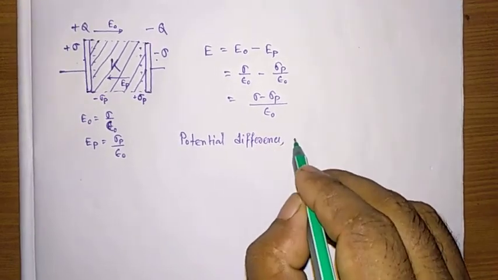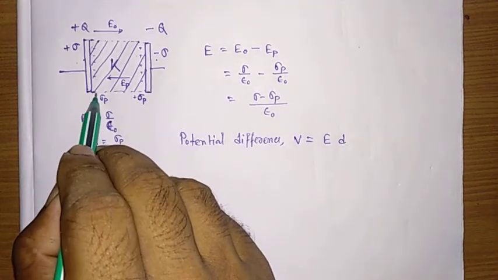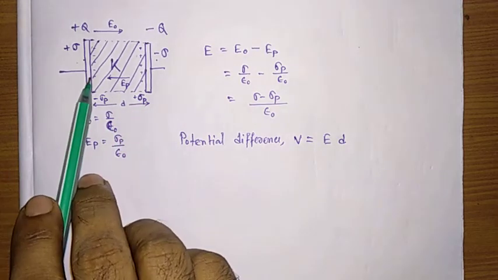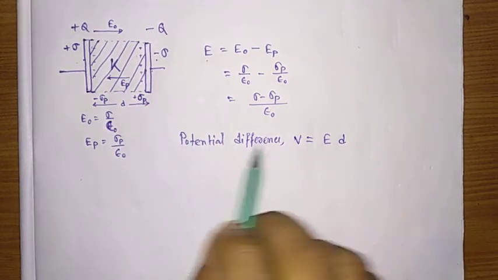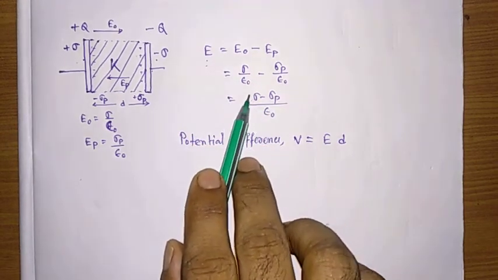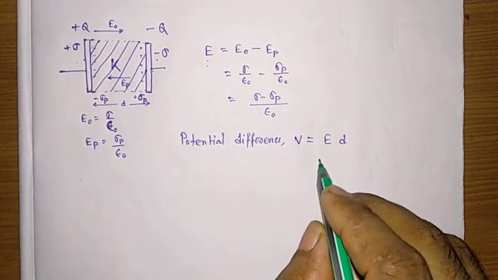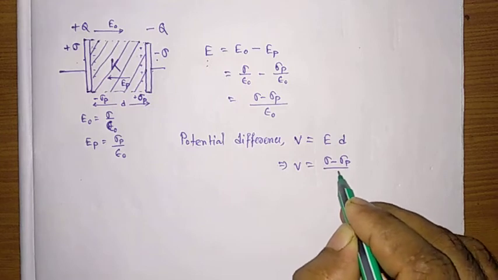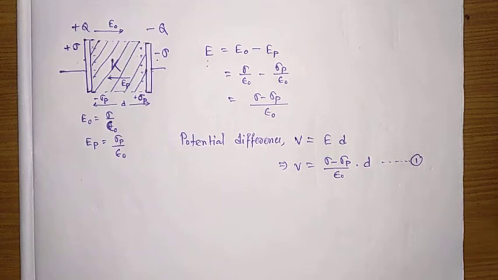Now the potential difference V is equal to E D, where D is the separation between the two plates. So the potential between the two plates will be E D. This is the net electric field because of polarization, sigma minus sigma P by epsilon naught, and D is the separation between them. So V is equal to sigma minus sigma P by epsilon naught into D. We can give it equation number 1.